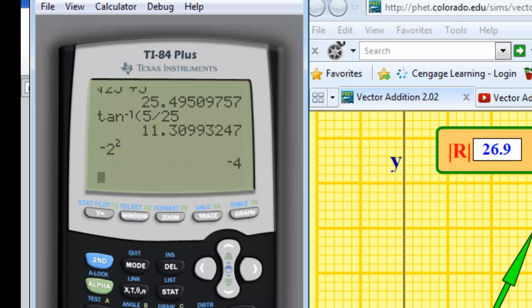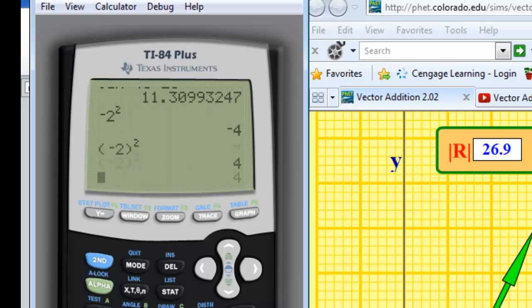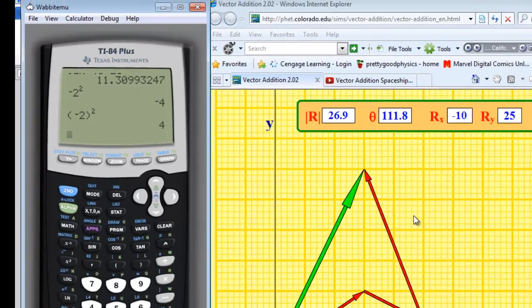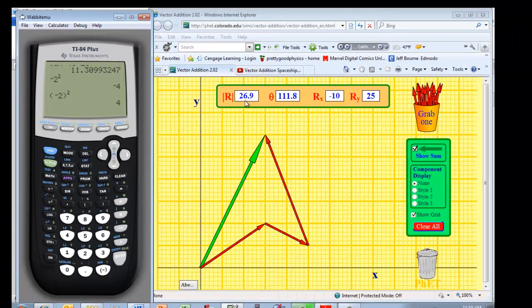So you could either do something like this. That would work. But quite frankly, the simplest thing to do in the Pythagorean theorem is just don't use the negative sign at all. So to get this value of 26.9, they simply took the square root of 25 squared plus 10 squared, and that gives you 26.9.